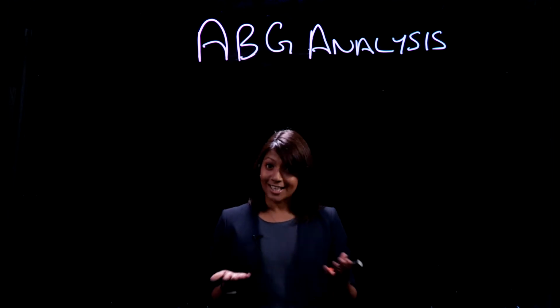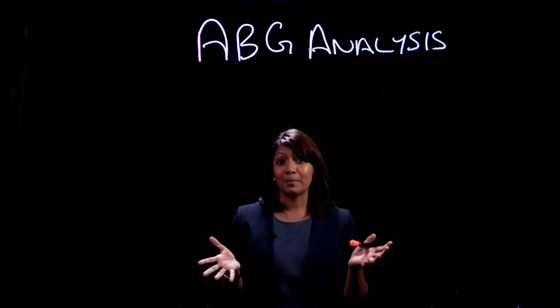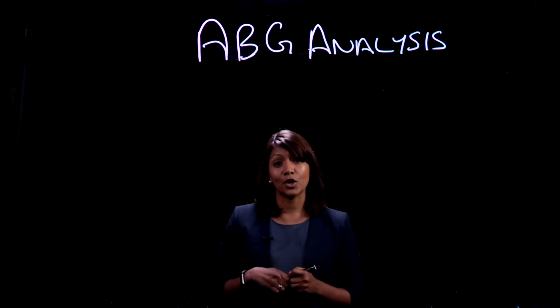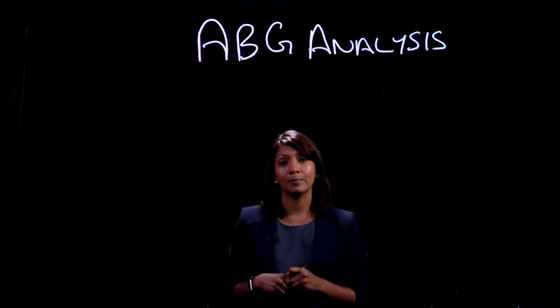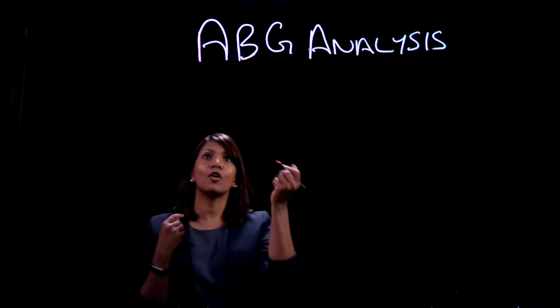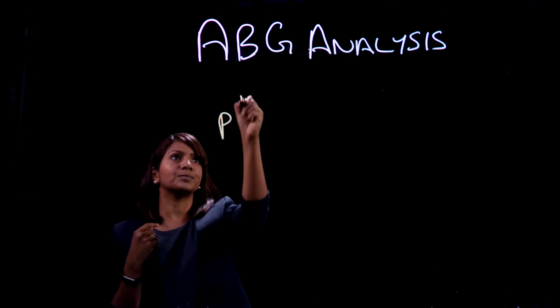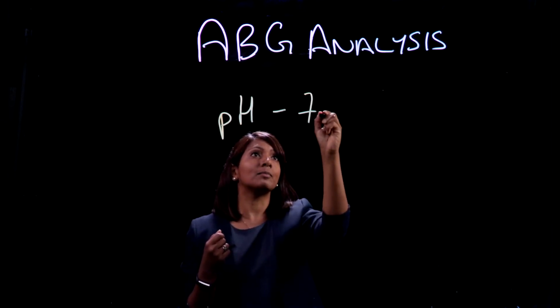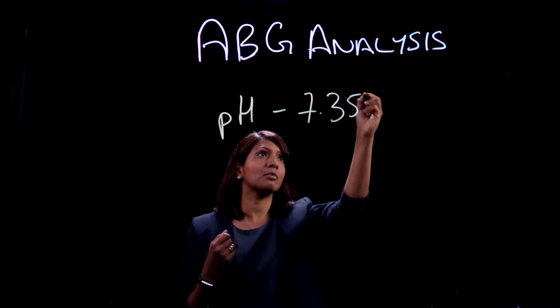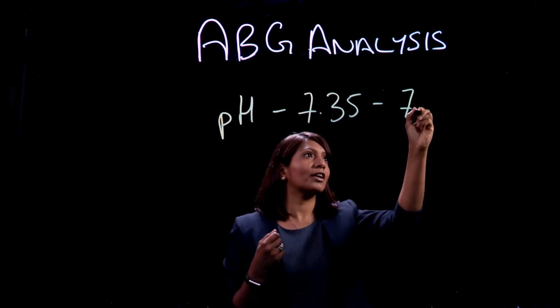So let's get started. The first step in analyzing an arterial blood gas result is to look at the normal values that actually affect the arterial blood gas. So let's start off with the pH. What is the normal value of a pH? And most of us know that is 7.35 to 7.45.